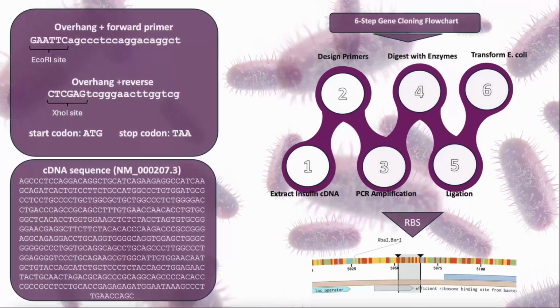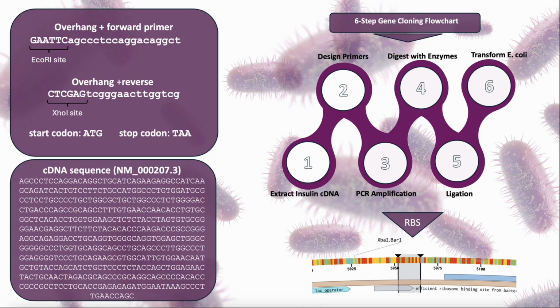The forward primer includes an EcoRI restriction site and the start codon ATG to ensure proper gene expression. The reverse primer incorporates the XhoI site and the stop codon TAA for correct translation termination. These restriction sites allow seamless insertion into the multiple cloning site, MCS, of the vector. The cDNA sequence shown here was retrieved from NCBI. This sequence is free of introns, making it ideal for expression in bacterial systems.